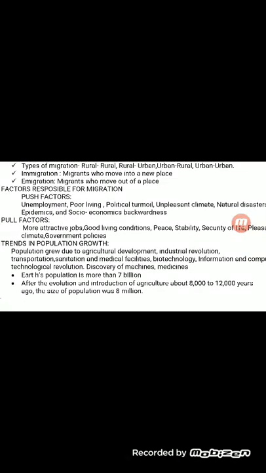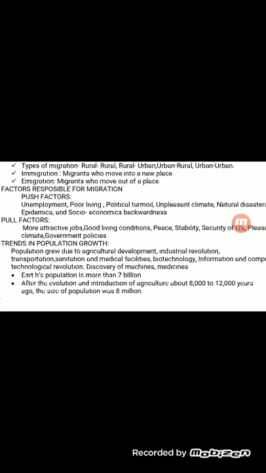All those factors which are favorable and which are attracting people to a place are known as pull factors, and the factors which are not favorable and that are pushing people out of a place are called push factors. Some of the push factors include unemployment. People may move out of a place when there is no scope of employment. Poor living conditions. Obviously, when living conditions are not good, people move out of that place.